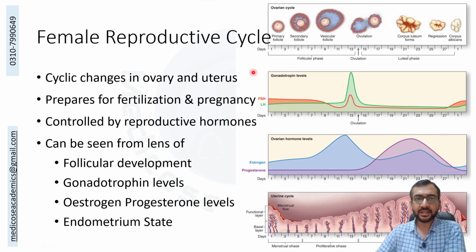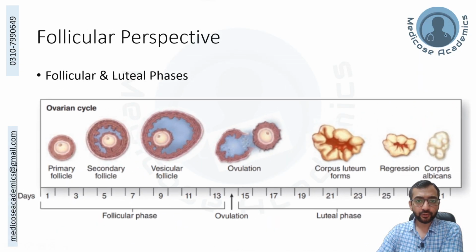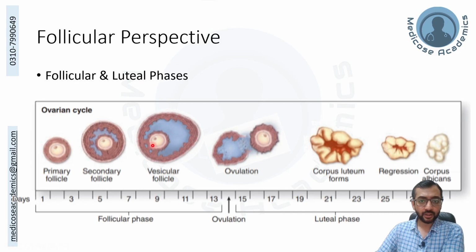So the female reproductive cycle is basically the cyclic changes that occur in the ovary and uterus. It prepares for fertilization and pregnancy, controlled by reproductive hormones. It can be seen from different lenses: follicle, gonadotropins for hormones, and endometrium. This is, by the way, a picture from Gartner's histology. So, follicular and luteal phases. In the follicular phase, we had all the follicular stages going from primordial follicle up to the mature Graafian follicle. Then there was the point of ovulation, and then the luteal phase. There was the corpus luteum, and it regressed to form the corpus albicans.